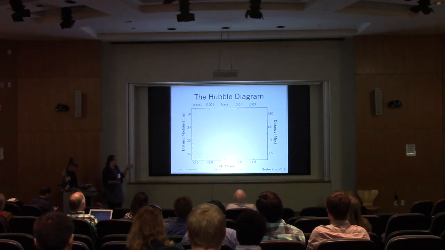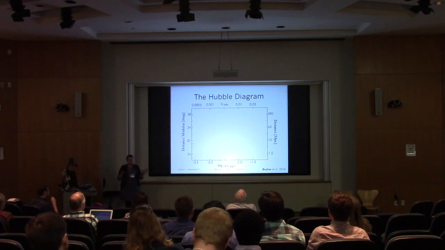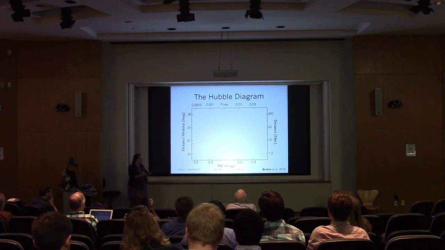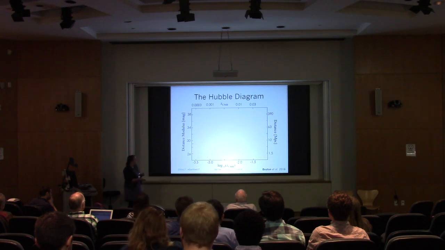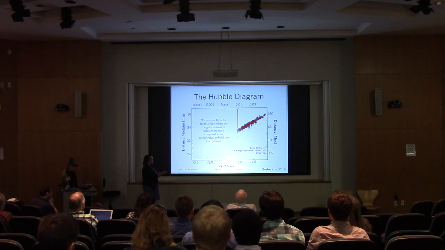So here's a modern Hubble diagram. This was in my paper last year. This is not the most up-to-date Hubble diagram because data is coming out all the time, but it's one that I can animate easily and explain. So where we actually measure the Hubble constant these days is out in the Hubble flow.